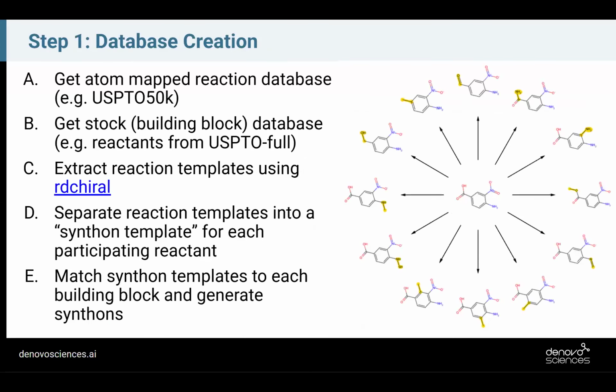So to go a little bit into details, for the database creation, we took USPTO50K as reactions. We took USPTO full as building blocks. Then we used RDChiral to actually extract the templates. After that, we divided the templates into synthon templates, where the synthon template just corresponds to each reactant participating in the reaction. And after that, we matched all the synthon templates to whole reaction building blocks to actually generate synthons.